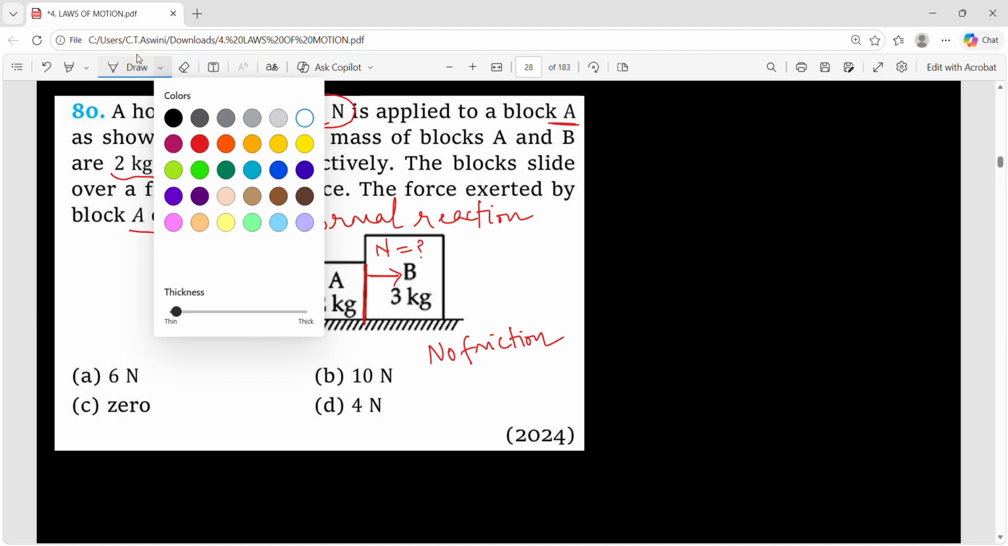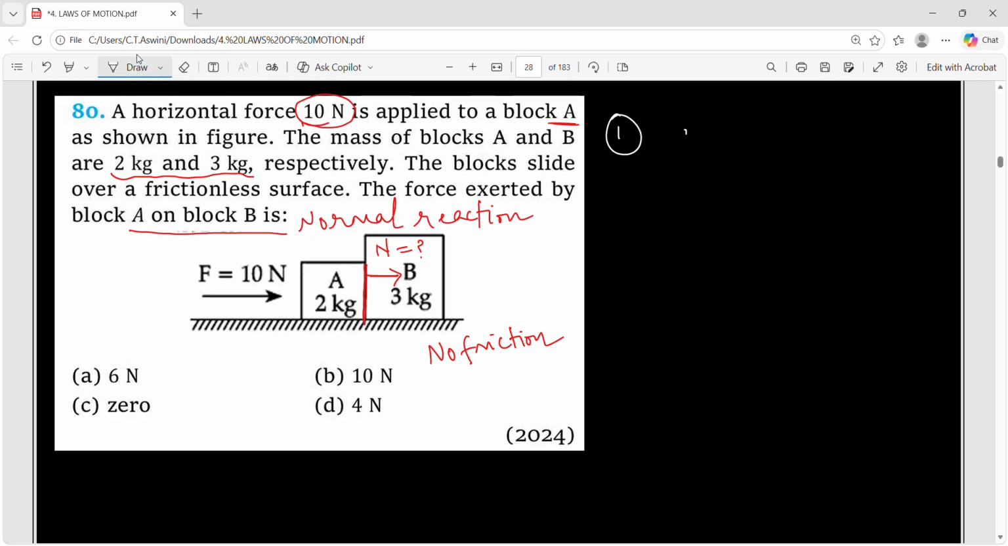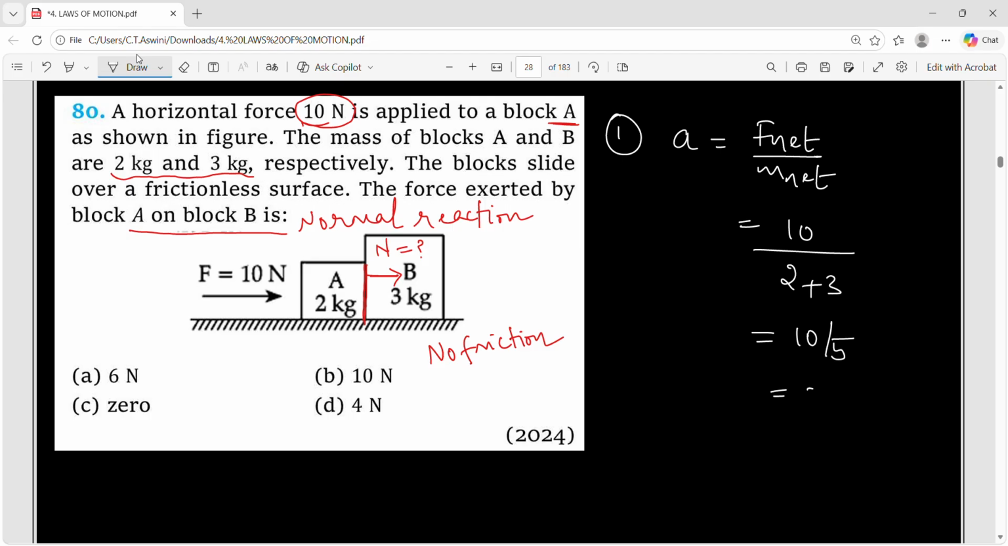So what do we do? What is the first step? First step, we'll find the acceleration, which is F net upon M net. And don't consider internal forces for F net. So there is only one force, so 10. What is M net here? 2 plus 3. So how much will you get? 10 upon 5, which is 2 meter per second square. This is the first step.